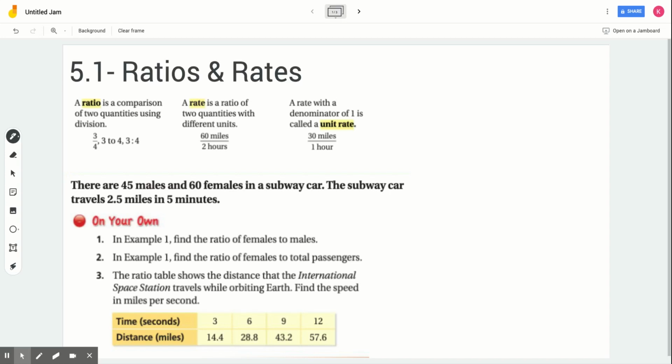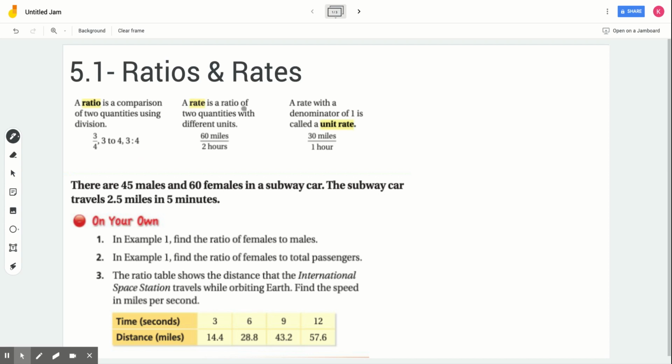Today we're going to be talking about lesson 5.1 on ratios and rates. You're going to recognize some of these terms from our chapter 5 preview exercises. A ratio is a comparison of two quantities using division. We can write that as a fraction, 3 to 4 using the word "to," or with the colon, 3 to 4.